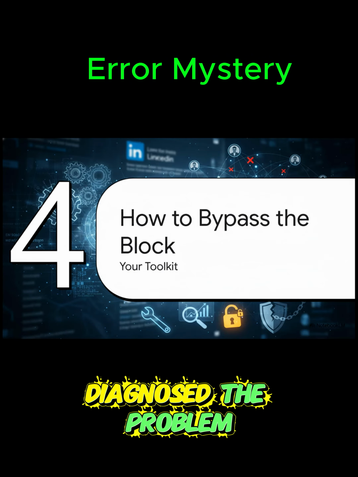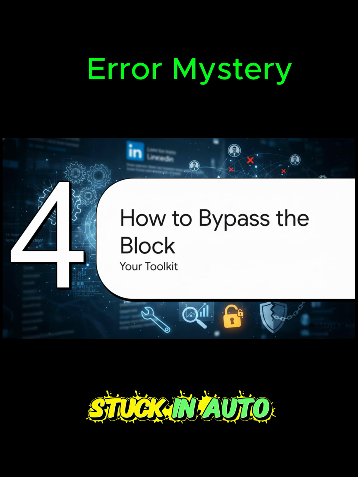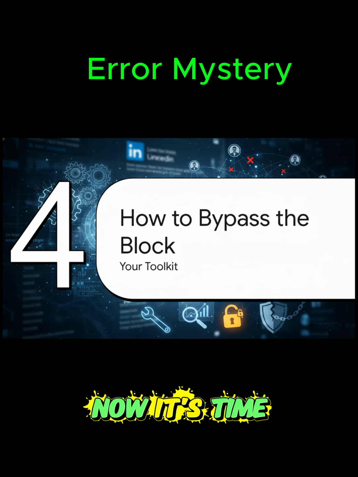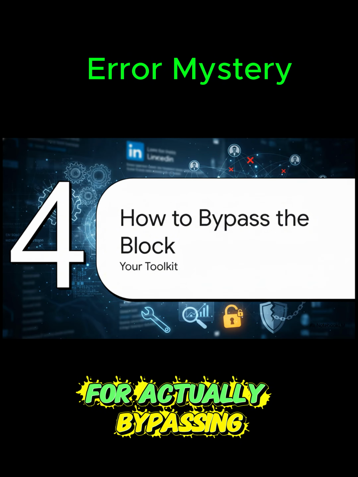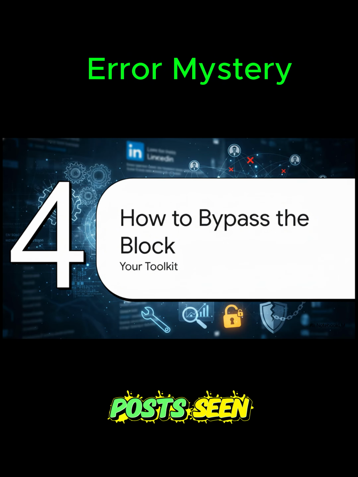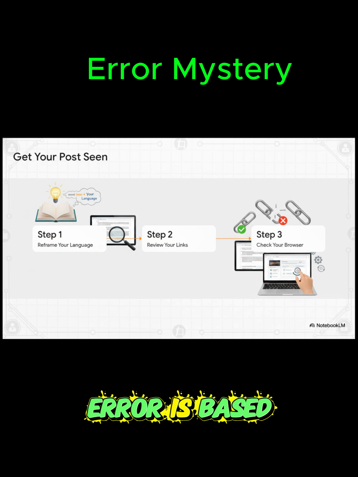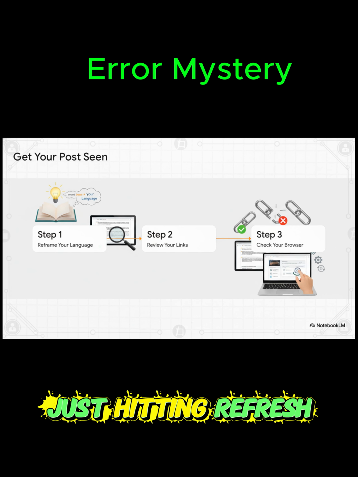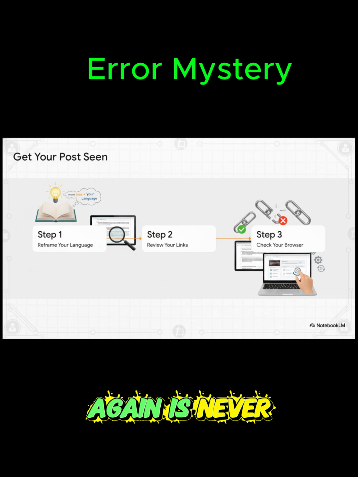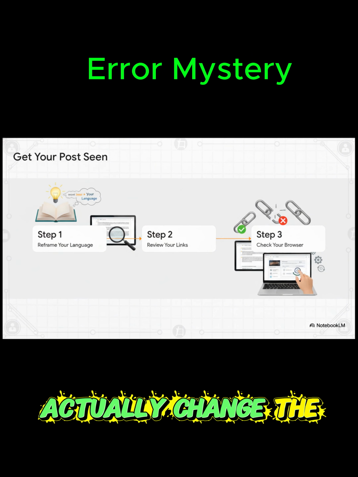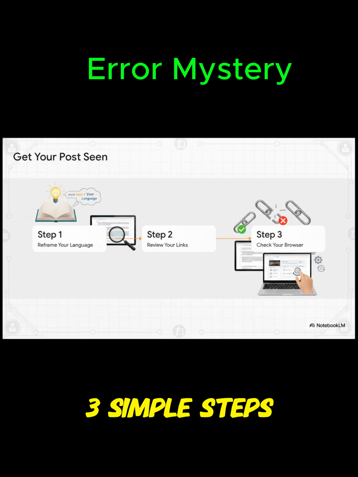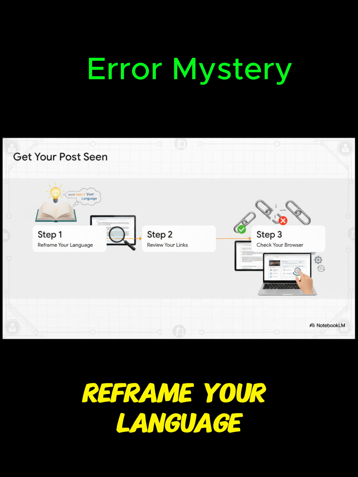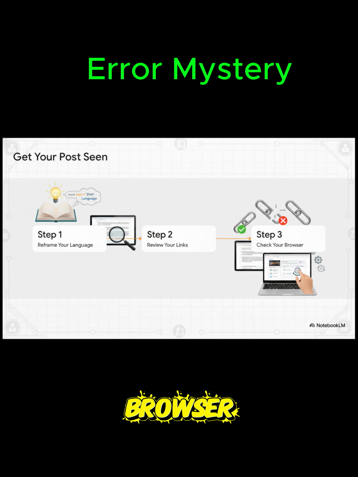Okay, so we've diagnosed the problem, but I'm not going to leave you stuck in auto-reply hell. Now it's time for the solution. Here is your official toolkit for actually bypassing this block and getting your posts seen. Because the error is based on your content, just hitting refresh over and over again is never going to work. You have to actually change the content to get around the AI's triggers. It really just boils down to 3 simple steps. Reframe your language, take a look at your links, and check your browser.